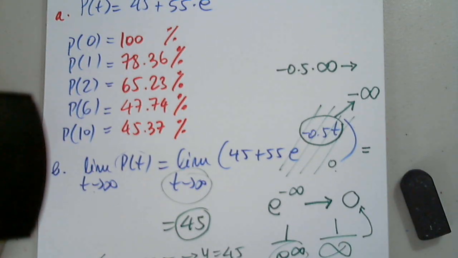Find the rate of change of P with respect to time. So what are we asked to find here? It's very clear. It's the derivative. So let's find the derivative.